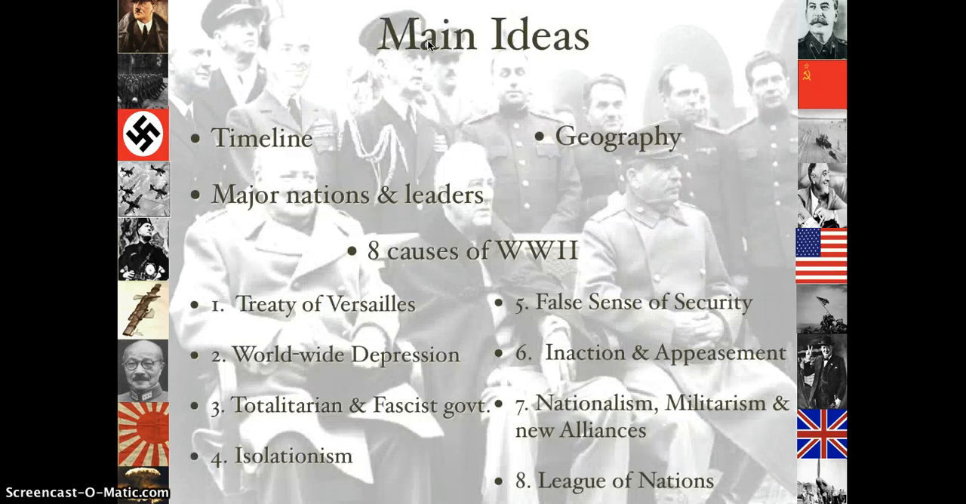And so this is a review of our main ideas. Hopefully, looking at this, you can kind of be familiar with some of those and some of those terms that we defined.